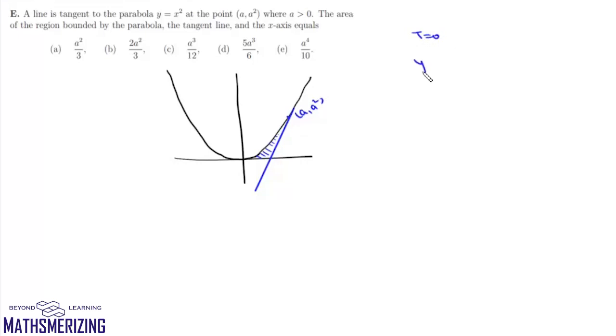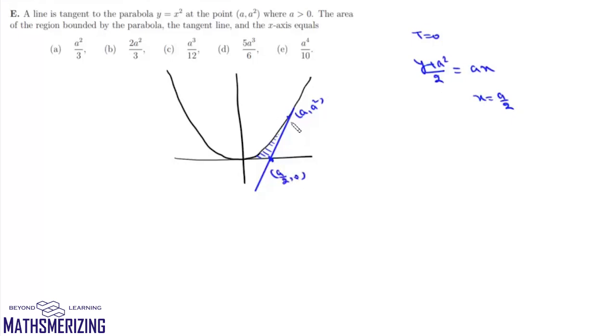So we can write this as (y plus a square) upon 2 equals ax. Now we need to find the point of intersection with the x-axis. For the x-axis, we'll put y as 0, and we'll get x as a by 2. So this point is (a by 2, 0).